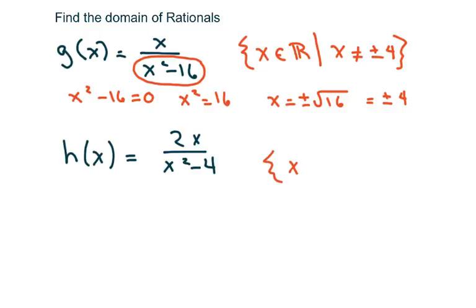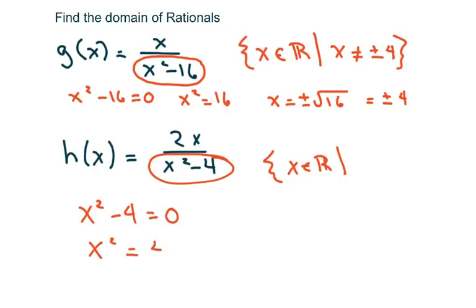Okay, the same thing's going to happen with this one. We want it to be all real numbers. Are there any restrictions? So we're going to look at this denominator and set it to 0. You can factor this, and I think most students just like to solve for x. You square root both sides. Don't forget your plus and minus. You get square root of 4 is plus or minus 2. So we can't have x being plus or minus 2, because if you plug that in the denominator, you will be dividing by 0, which we can't do.